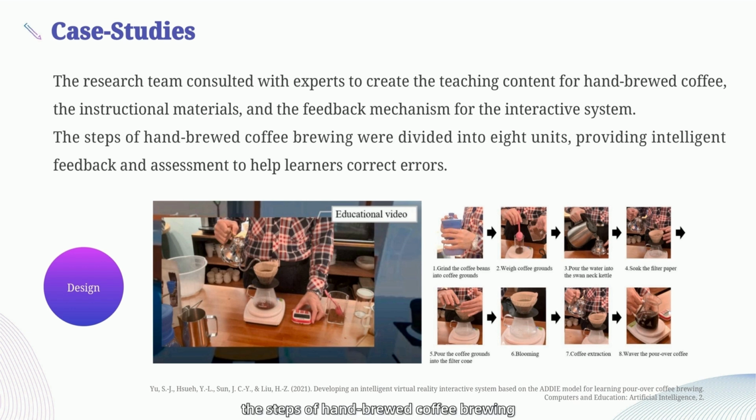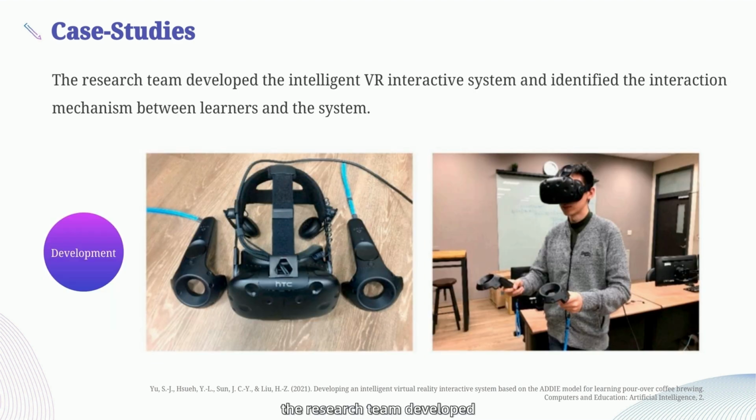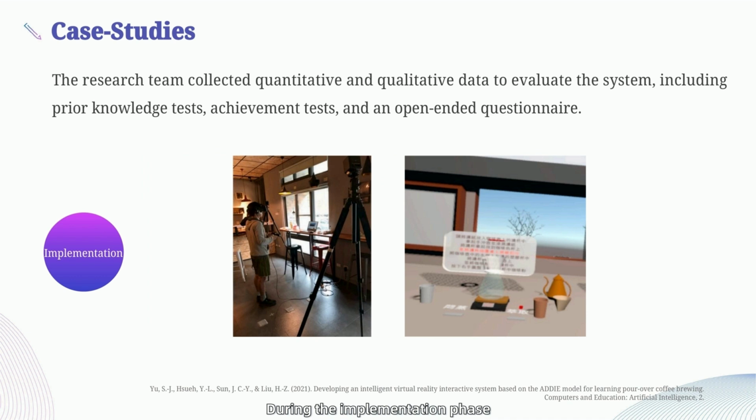For example, the steps of hand-brewed coffee brewing were divided into 8 units, providing intelligent feedback and assessment to help learners correct errors. In the development phase, the research team developed the intelligent VR interactive system and identified the interaction mechanism between learners and the system. During the implementation phase, the research team collected quantitative and qualitative data to evaluate the system, including prior knowledge tests, achievement tests, and an open-ended questionnaire.